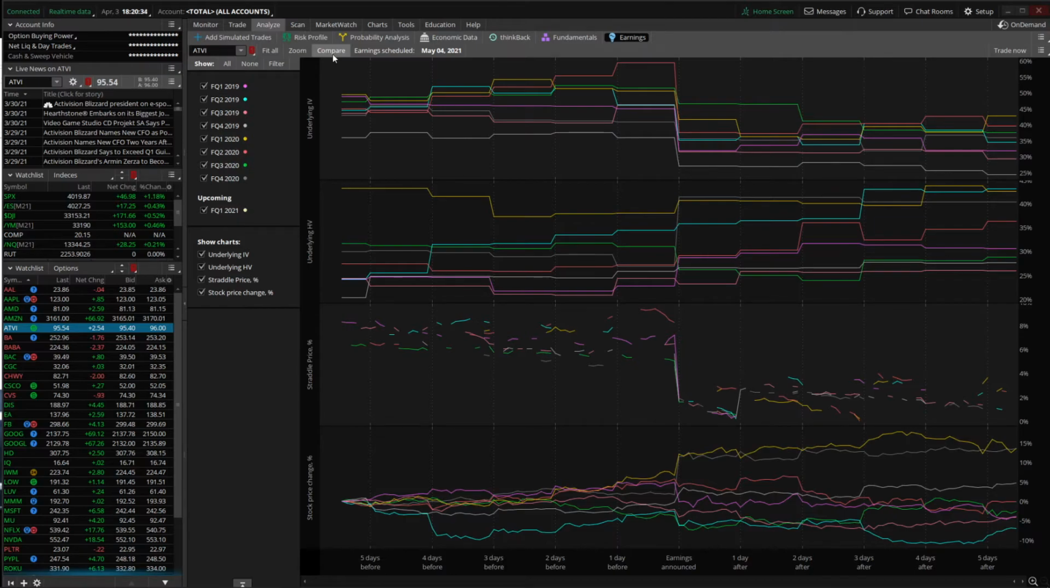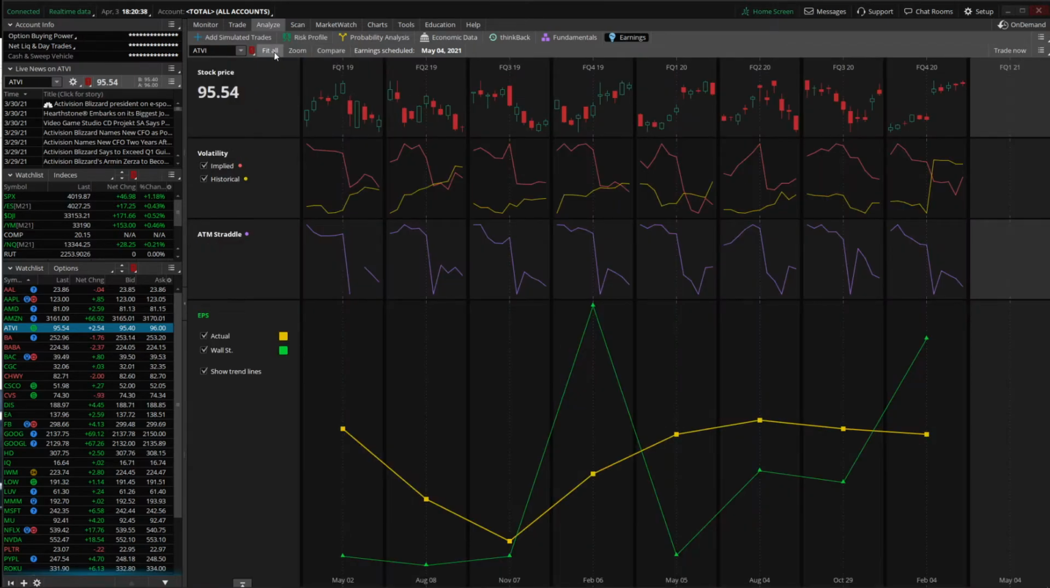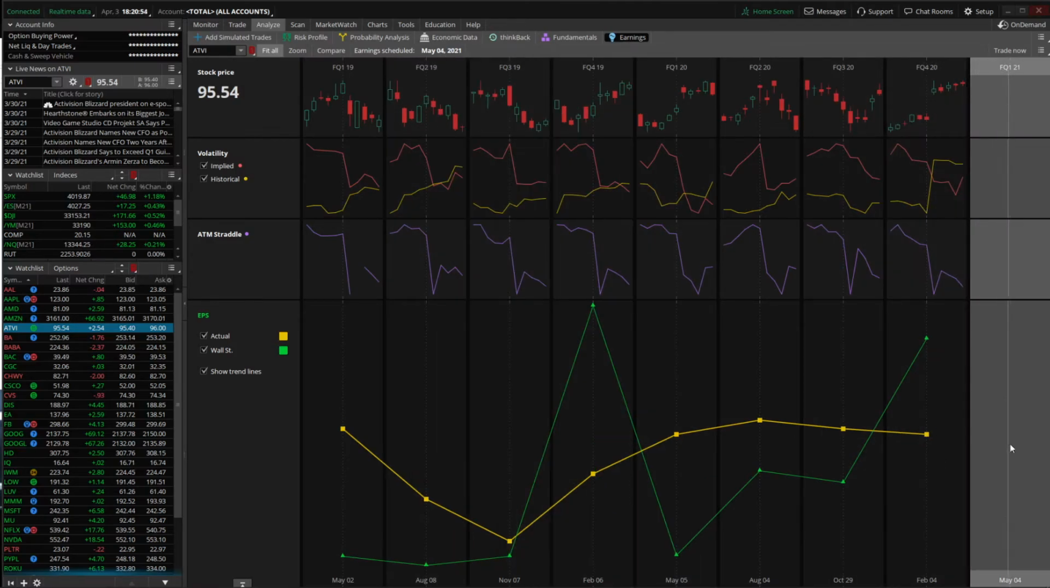Again, I really doubt you'll use this, so we'll go back over to the fit all page to fit all eight quarters in here. And the last thing we'll go over is where you can see the upcoming earnings announcements. Up here in the top right-hand corner, we can see the next earnings for Activision is May the 4th of 2021. It also shows us that information in the lower right-hand corner of the screen. Down here, May 4th once again. Now that's pretty much it. We're gonna go ahead and end the video there.